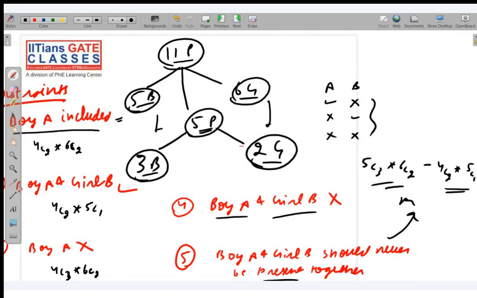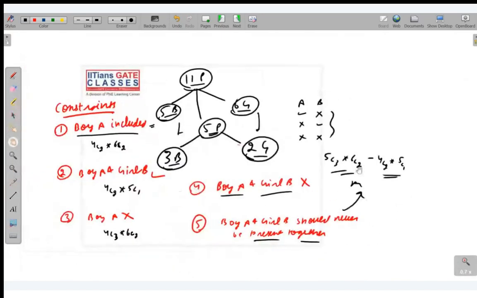Question number 4, I think it's very easy. You can do it yourself. So take a snapshot. I will jump to the next slide now.